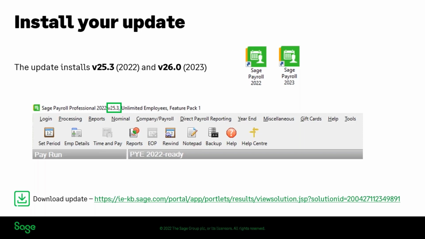You'll also be able to see the version number at the top of the screen on your program. So you'll see the Sage Payroll 2022 version 25.3. And then, of course, you will see 2023 version 26. That's the install, and that's the install journey.